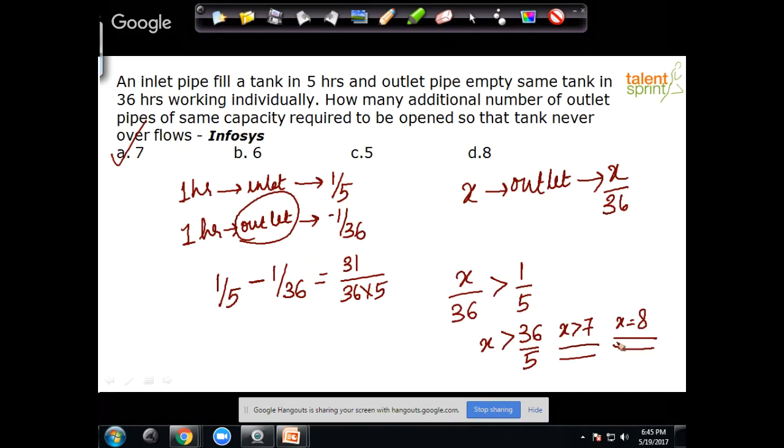In the question, they have already given that there is one outlet pipe. Right? Other than that, they have asked how many additional pipes other than this one do you require. So if there are totally 8 and one is already there, how many extra do you require? You require 7 more. So the answer for the question is option A.